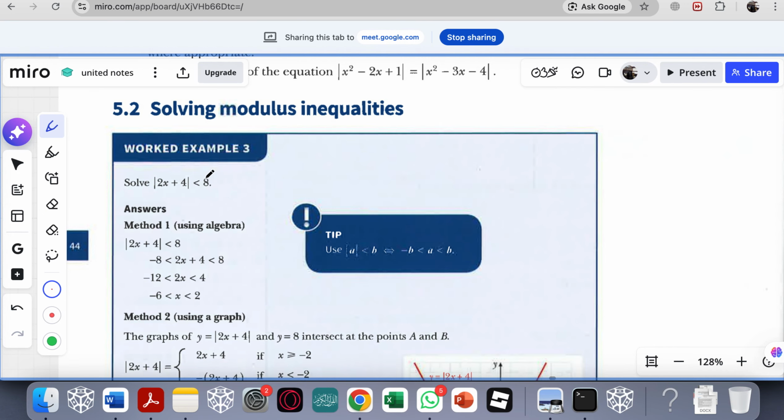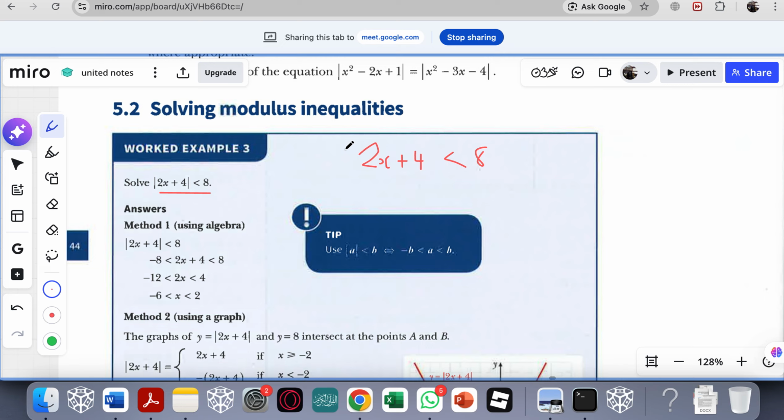So what you do is that on the right, you put plus 8. On the left, you put less than negative 8. You introduce positive on the right, negative on the left, and you keep this modulus in the middle. And you have something like this. You write this out: 2x plus 4 is less than.